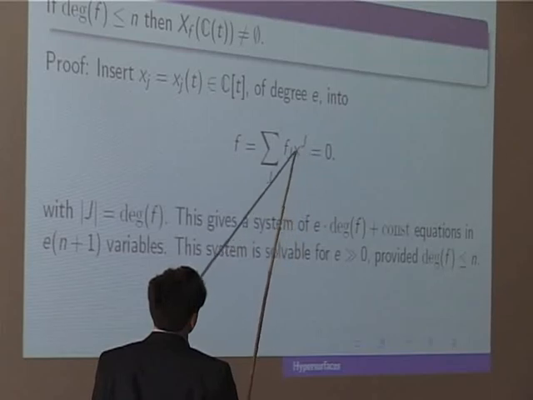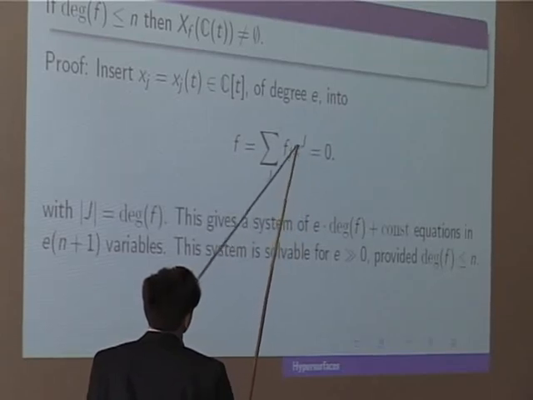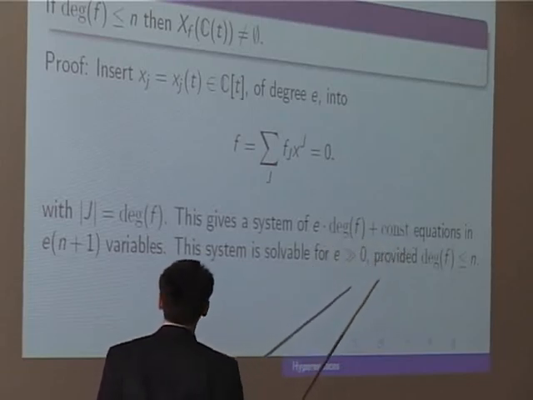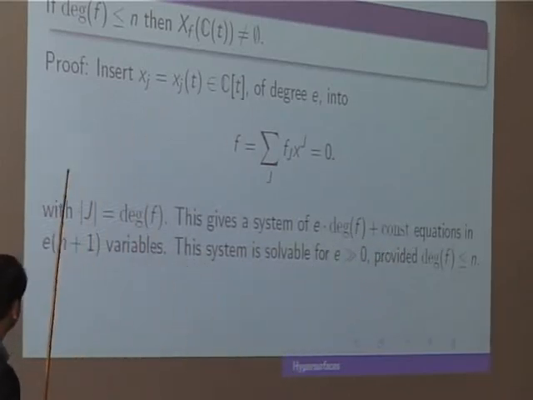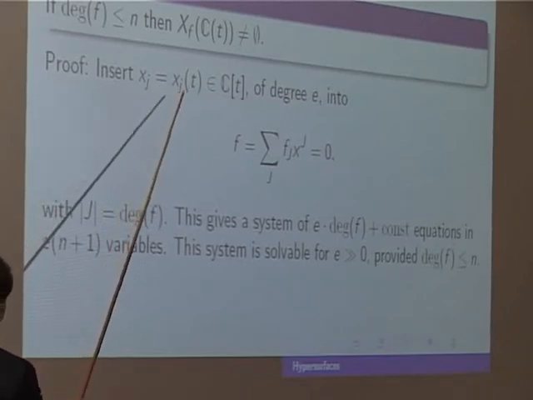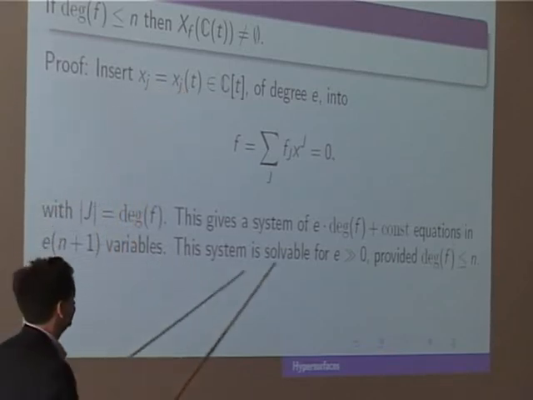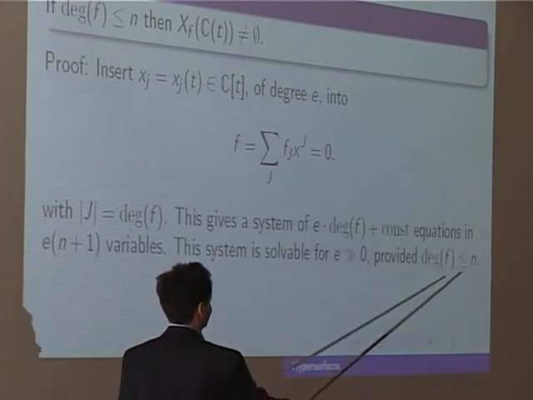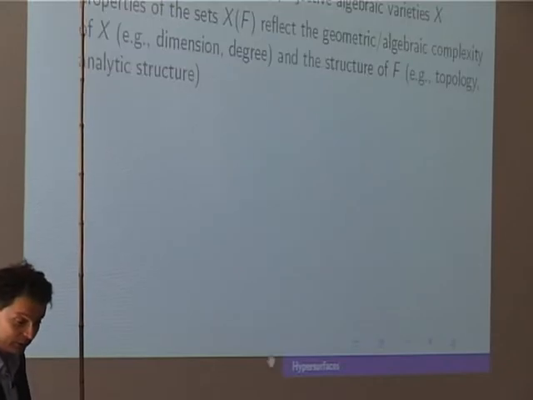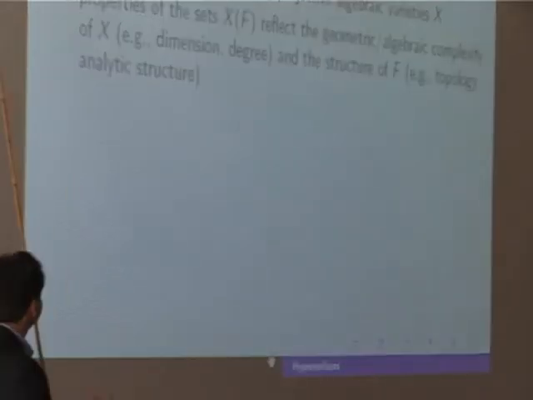And otherwise, well, this is a multi-index. I get e times the degree plus constant equations. And how many variables do I get? Well, for each x0 up to xn, I get sort of e variables. The system will be solvable when the degree is small. That's it, just parameter counting. So that's the principle for the function field in one variable.